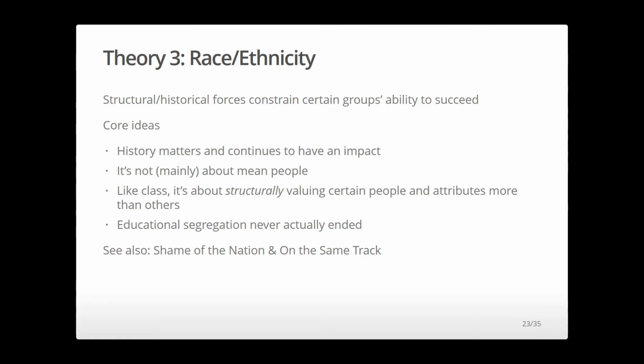Moreover, they point out that educational segregation never really ended. Jonathan Kozol in Shame of the Nation and Carol Corbett Burris in On the Same Track show how school segregation has in fact gotten worse since the 1980s to a pretty alarming degree. There are other types of explanations, but these three cover the basics. So let's take those broad theoretical approaches, think about them, and get back to our data.